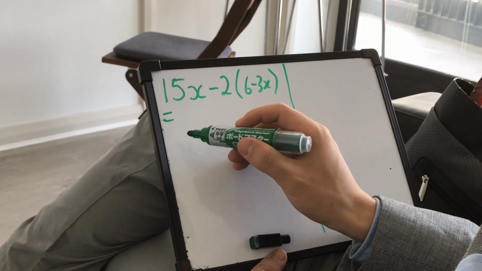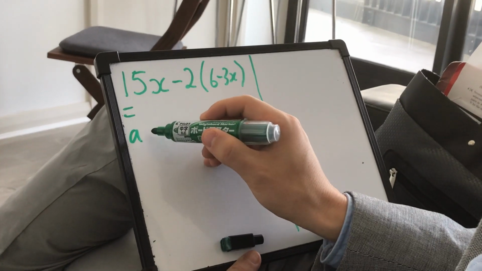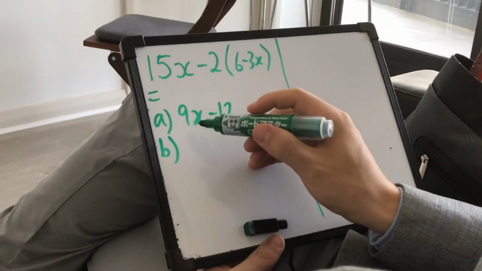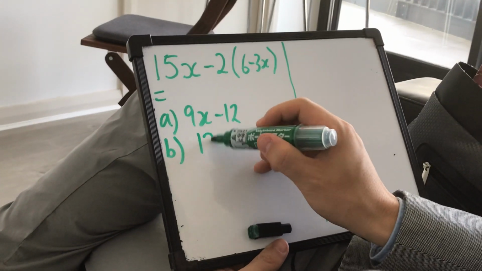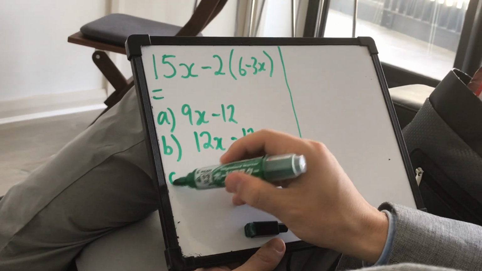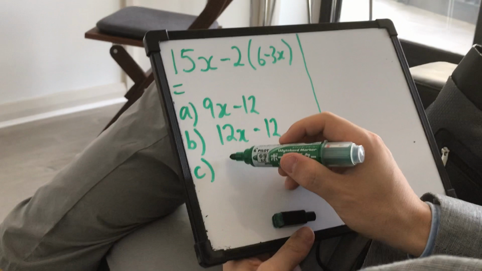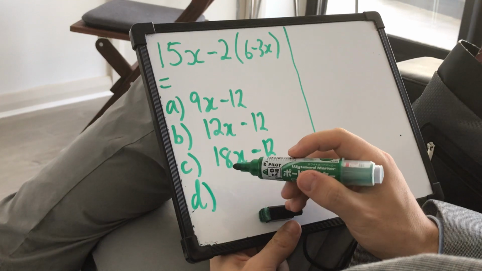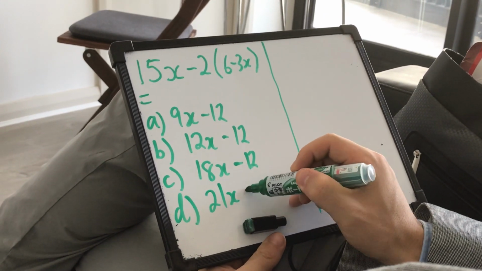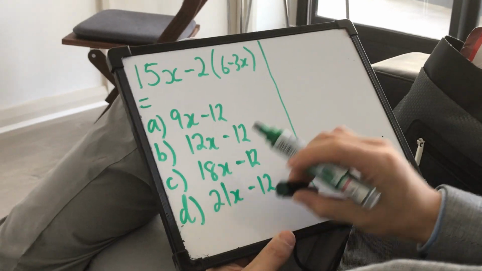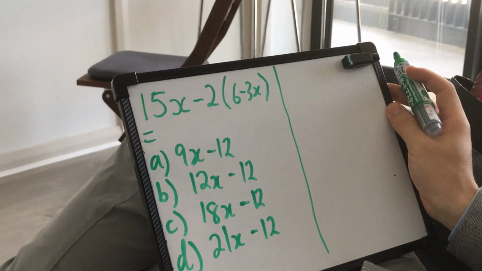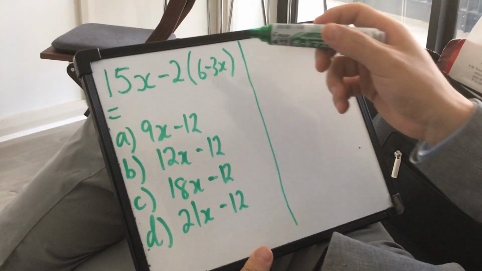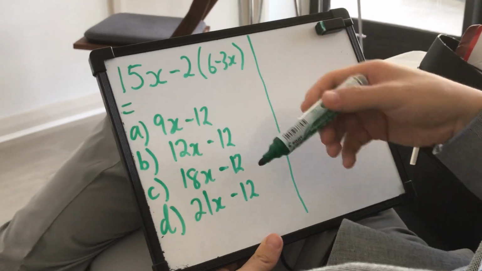Okay, and your options are A, 9x minus 12, B, 12x minus 12, C, 18x minus 12, or D, 21x minus 12. Okay. And I think it's intended, if it's part of a school test, for you to understand how to manipulate this and simplify it, and then it should end up just being one of these, okay?